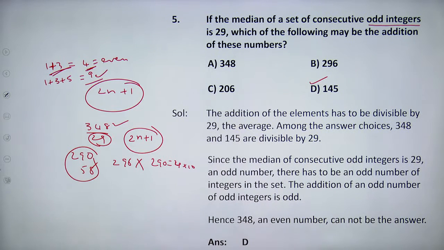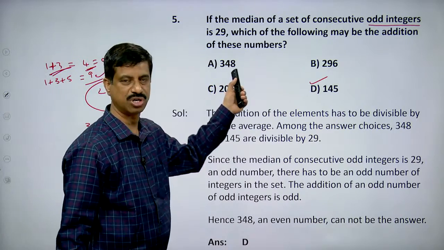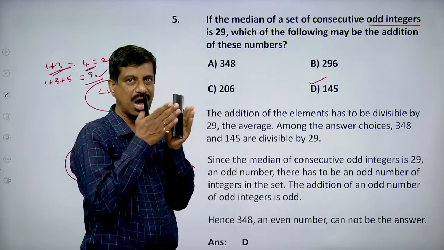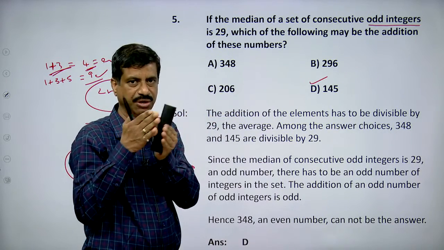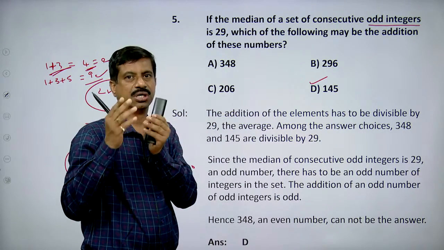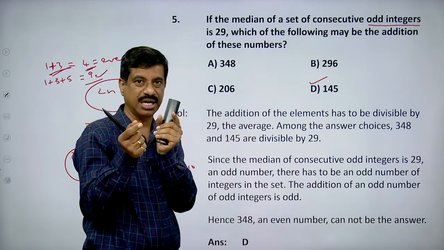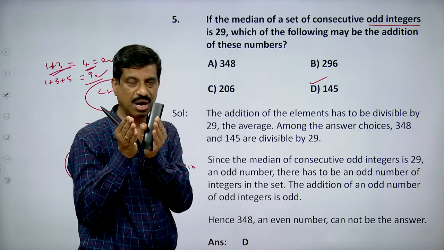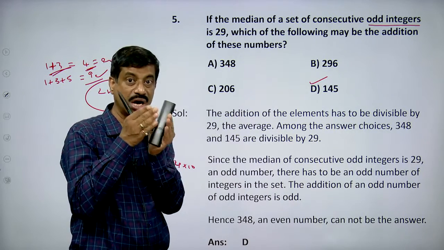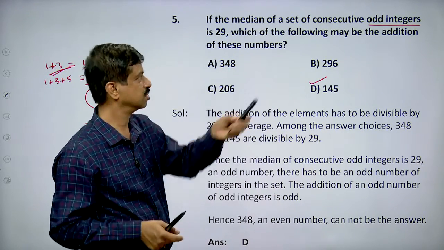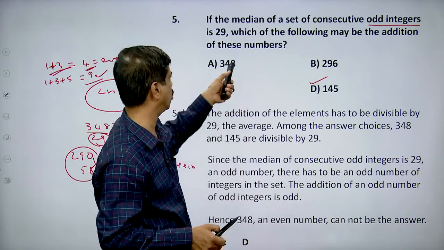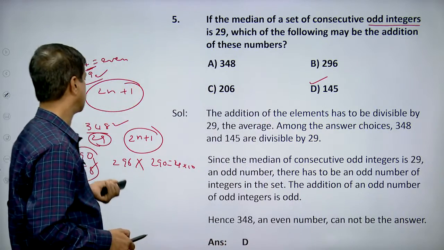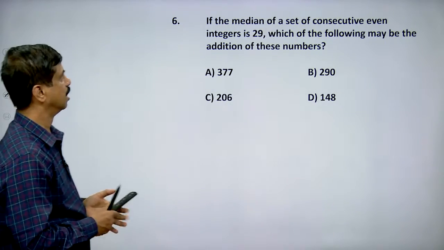Right, so let us go to the next question. Children, 348 is not the correct answer, you might have understood. If you add two odd numbers you will get even, if you add three odd numbers you will get odd. That means an even number of odd numbers gives even, an odd number of odd numbers gives odd. So there are an odd number of years, therefore this cannot be the answer, only this is the answer. Right, children? I think this is very clear. Let us proceed to the next one.